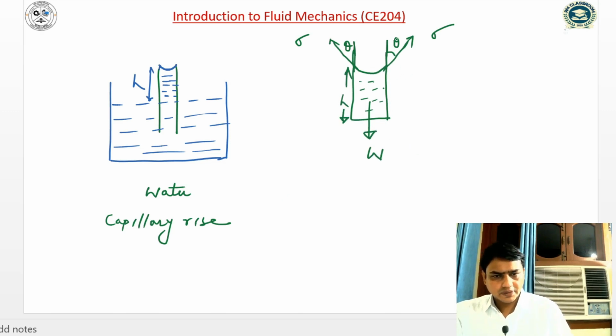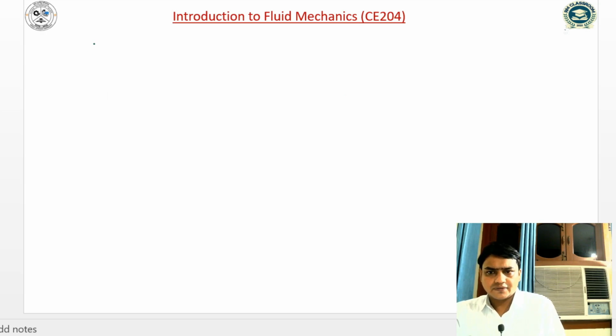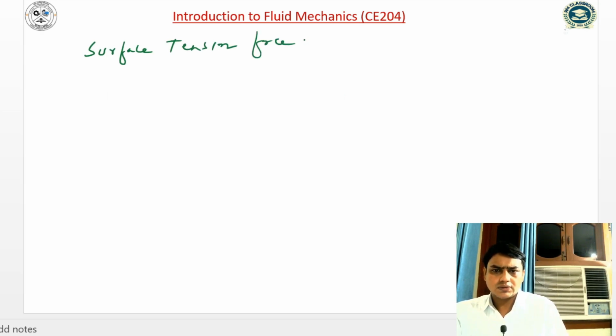So the surface tension force, what will it be? If the capillary tube diameter is small d, then it is sigma into pi into d. Surface tension force is equal to surface tension sigma into pi into d, where d is the diameter of the capillary tube.